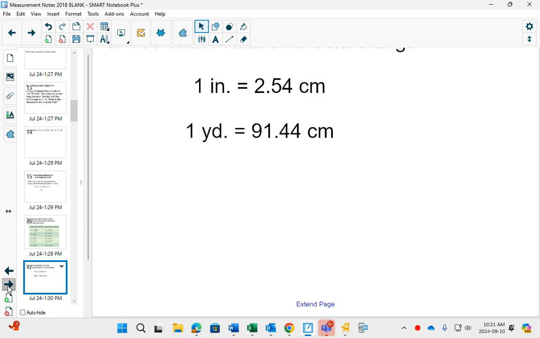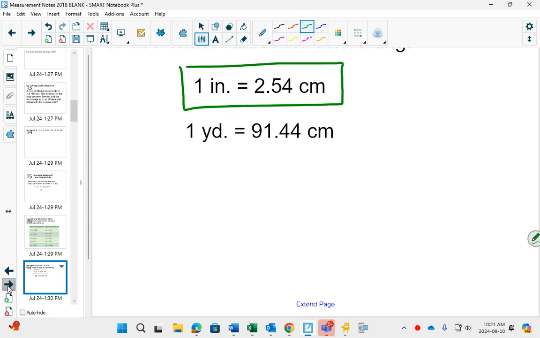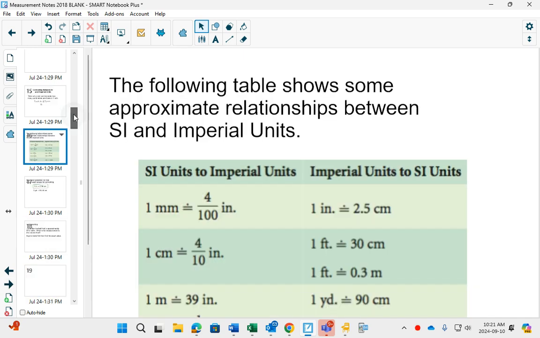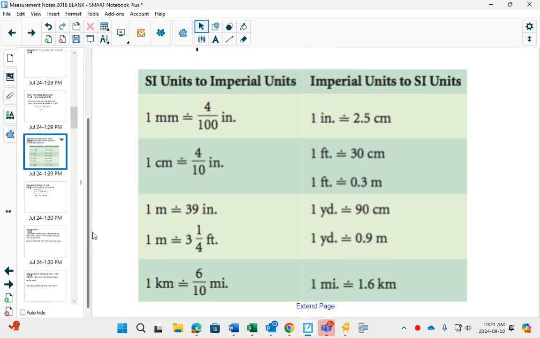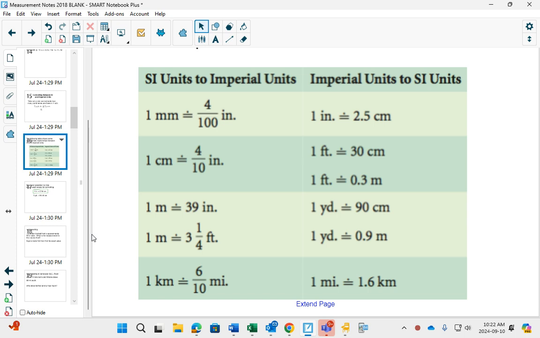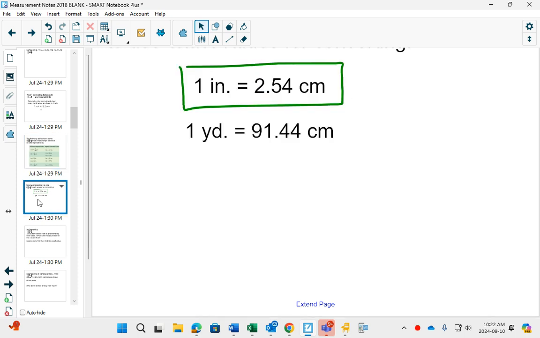Here are the exact ones. These ones are important. In fact, if you're going to memorize one, one inch is exactly 2.54 centimeters. And on your formula sheet, that has the equal sign. So anytime you want something exact, you're going to have to use these ones. Anytime you want an approximation, you're going to have to use these ones.